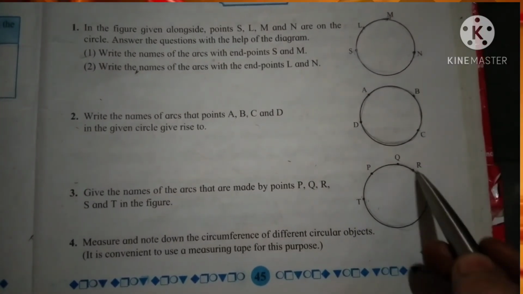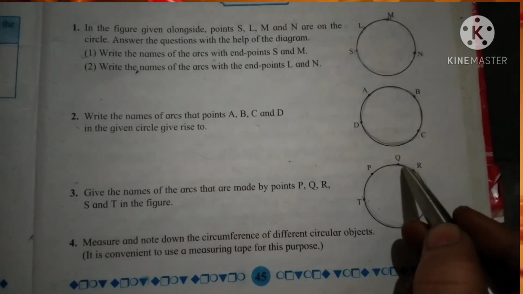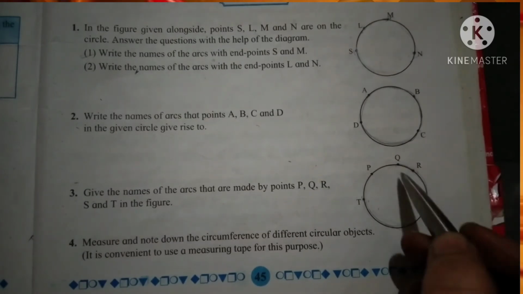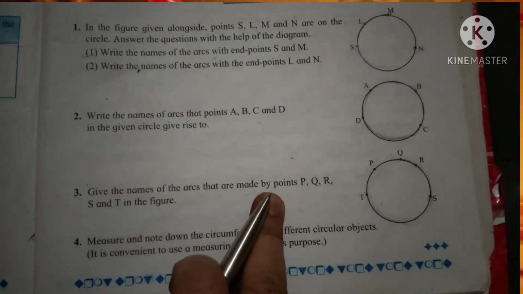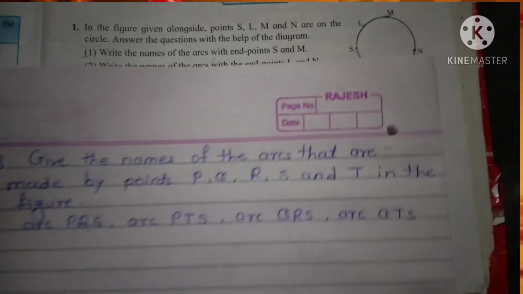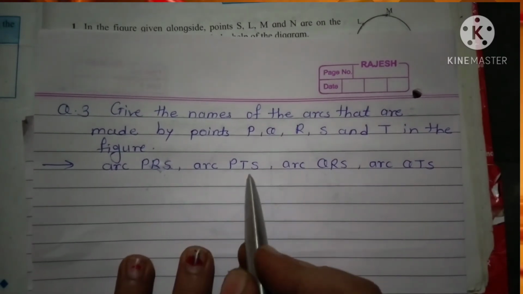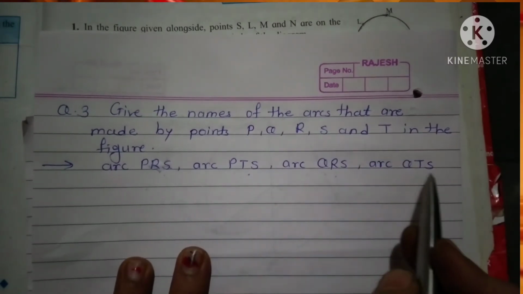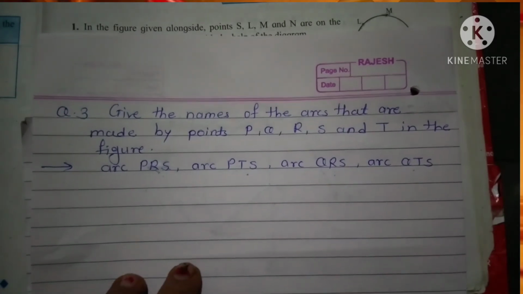Now let's see how to write the third answer. Here we get the different arcs: PRS, PTS, then arc QRS and arc QTS. So in your CW write the question, draw this circle and then write this answer: arc PRS, arc PTS, arc QRS and arc QTS. Understood everyone? Now let's see the next question.